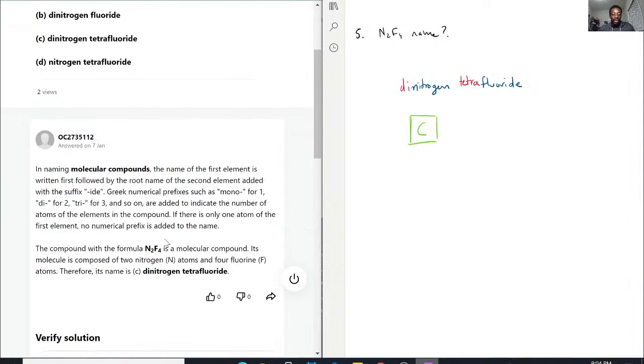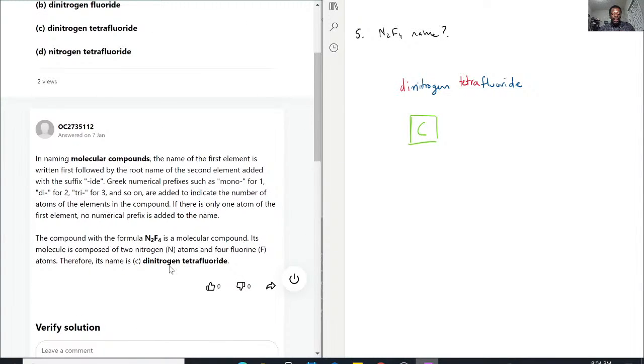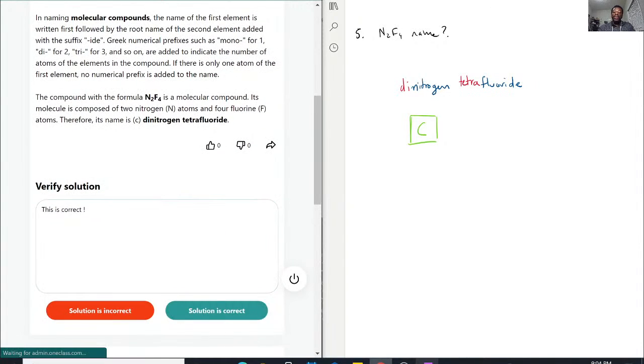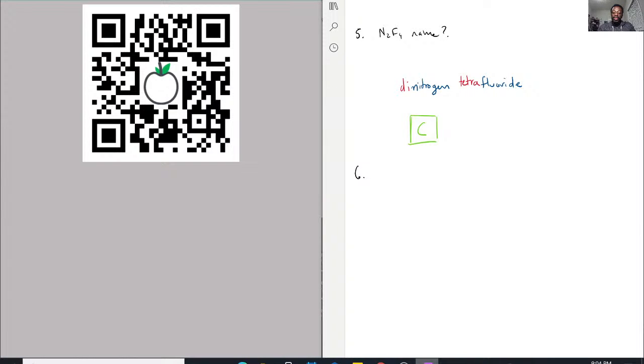Let's see what our colleague says. The name is indeed dinitrogen tetrafluoride. Perfect. So with that being said, let's move on to question number 6.